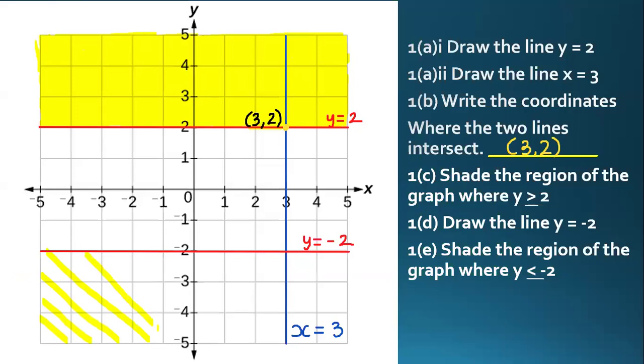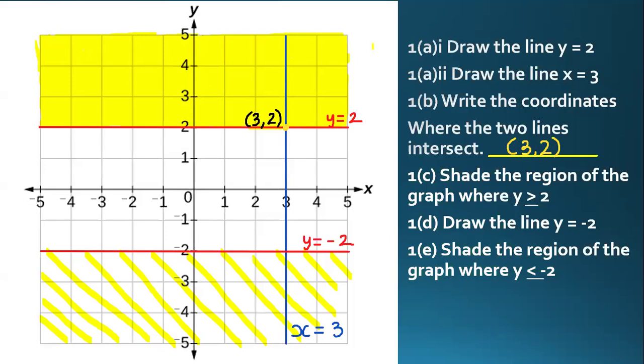All right. And if you don't want to actually shade it in, you could just do it like that. Mr. Petit, we're shading the region where y is greater than -2, right? No, y is less than -2, because -3, -4, -5, those are less than -2.